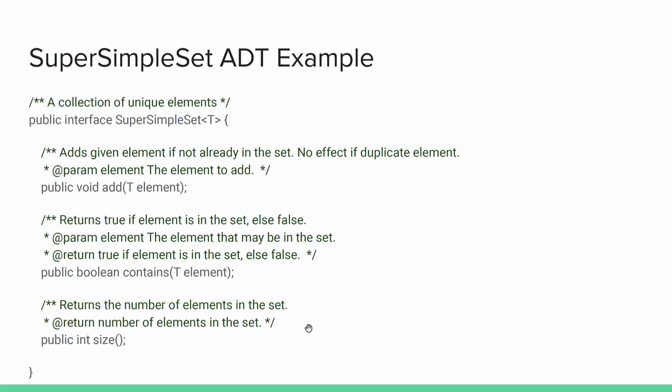The third method is always supposed to represent the current size of the set, the number of unique elements in the set. So it should be returning an integer value reflecting the current size of the set. So with this ADT defined in an interface, I now understand the mental model of the set concept, the SuperSimpleSet concept, and I know what to expect from each of the three methods.